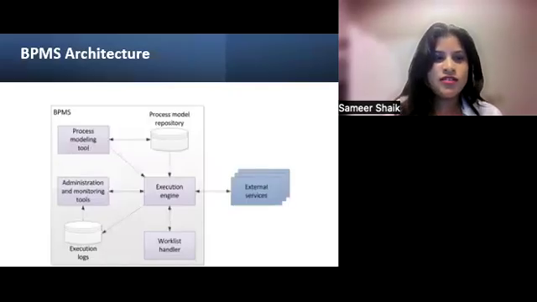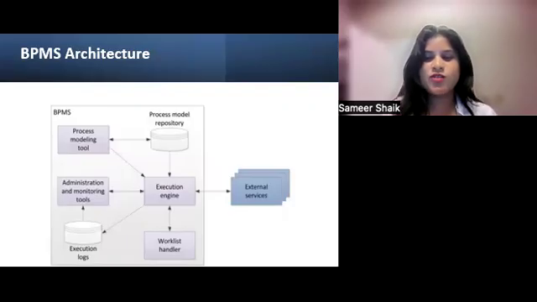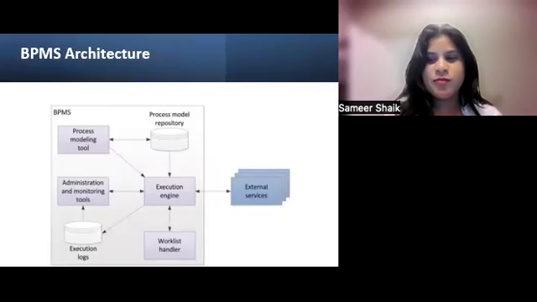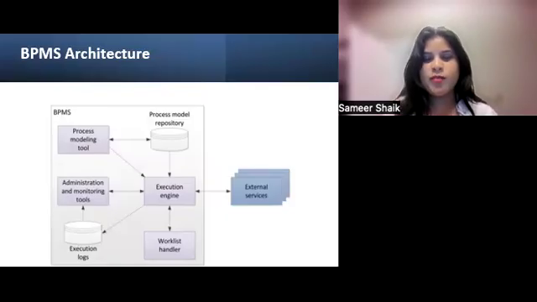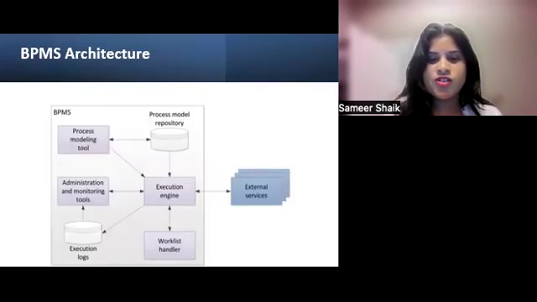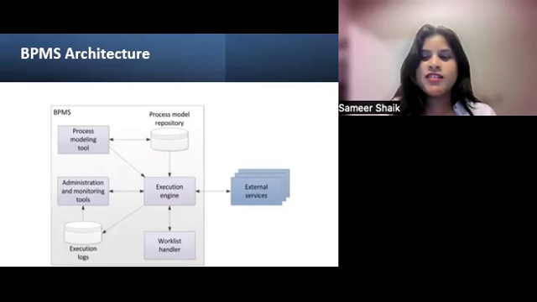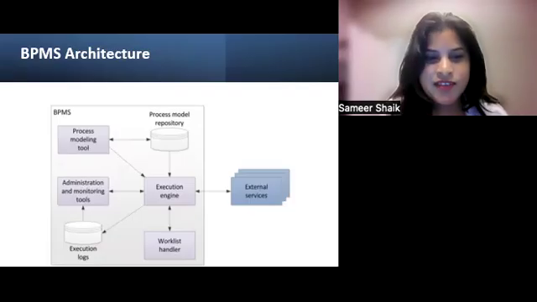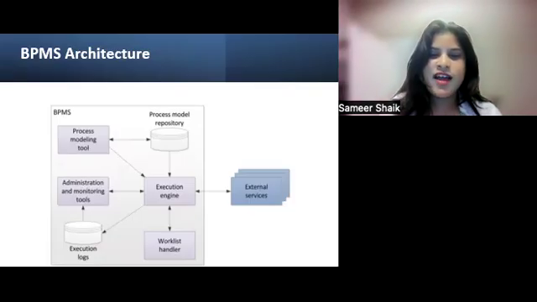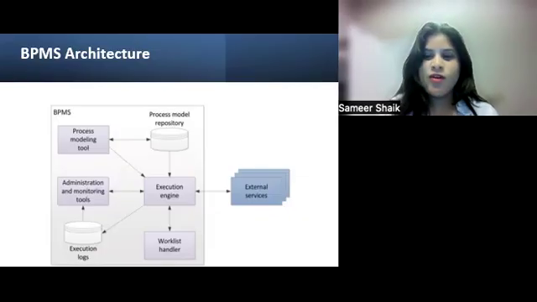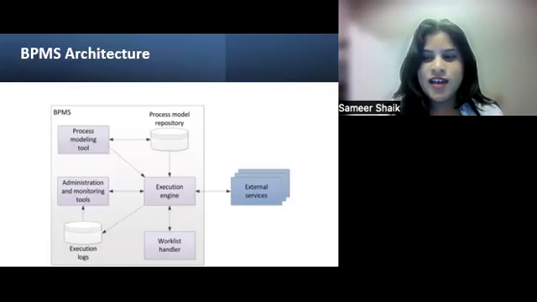And then we could see the BPMS architecture. In this slide, you can see the core components of a BPMS architecture working together. Analysts use the process modeling tool to draw and publish the workflows into the process model repository, which the execution engine then reads to spin up and drive each case step by step. Whenever a task requires human intervention, the engine sends it to the user's worklist handler, while automated steps invoke external services, for example, a credit check API or an ERP lookup.